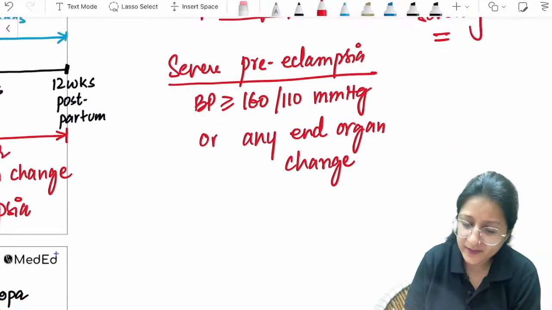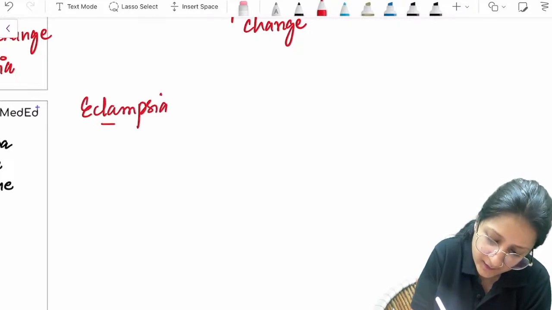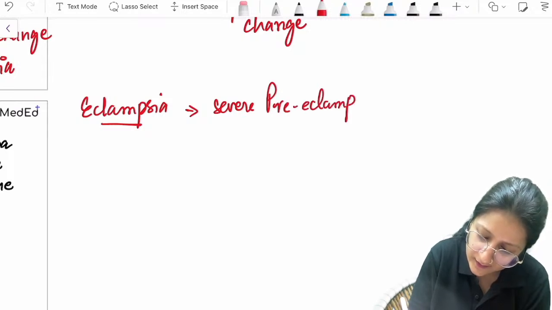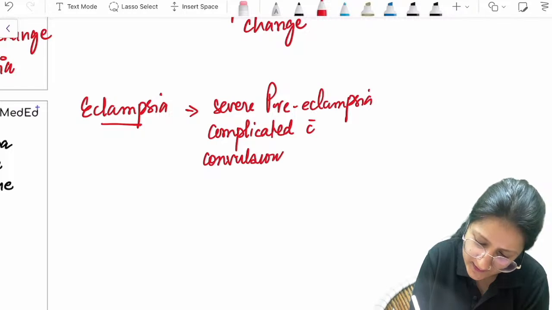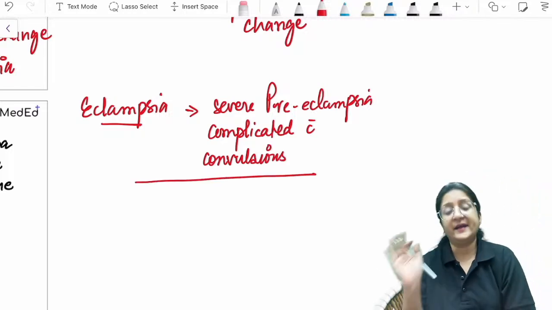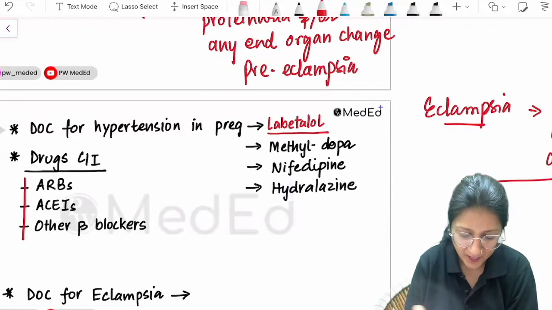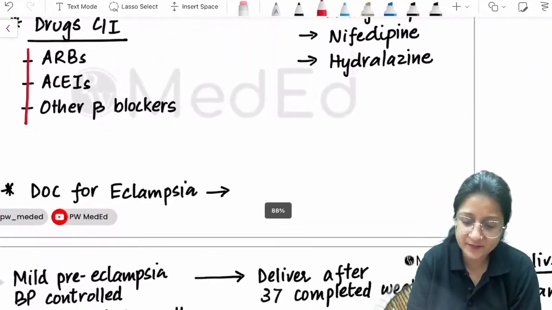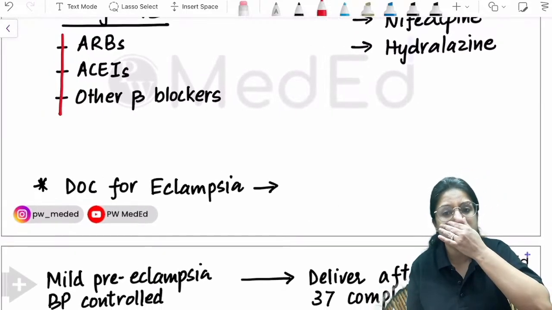Can severe preeclampsia be considered eclampsia? No. Eclampsia is when severe preeclampsia gets complicated with convulsions. That is eclampsia. Okay, fine. Now, they ask you what is the drug of choice for eclampsia.